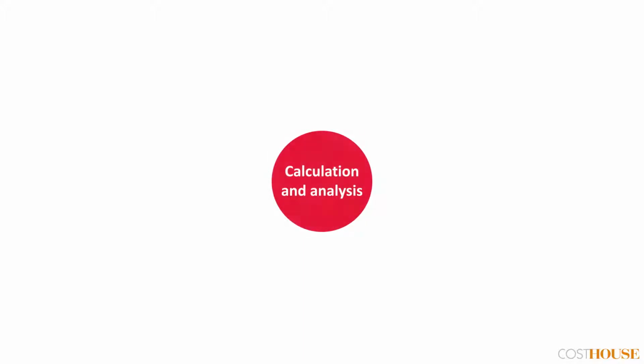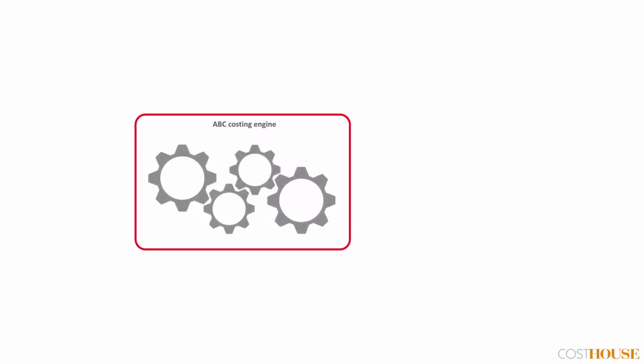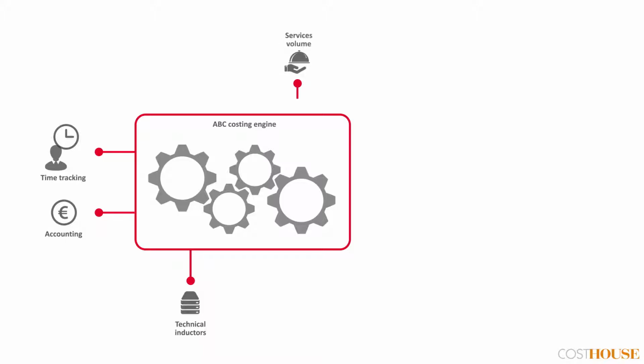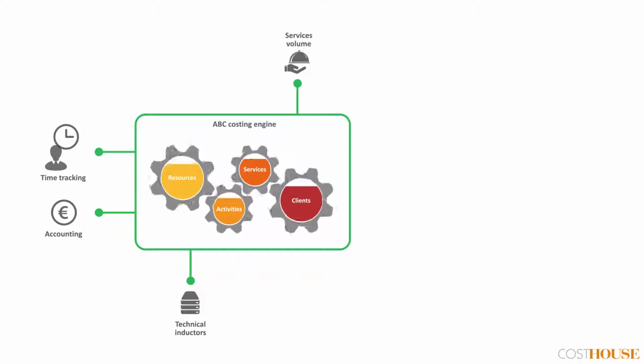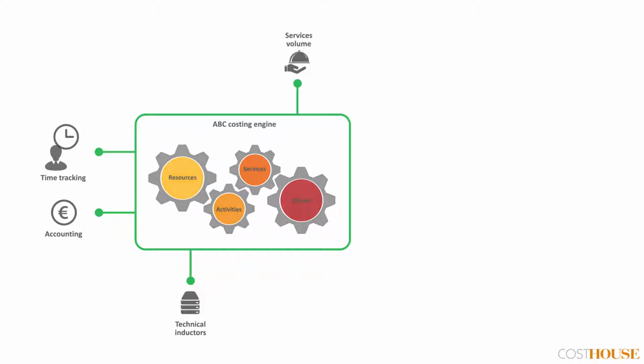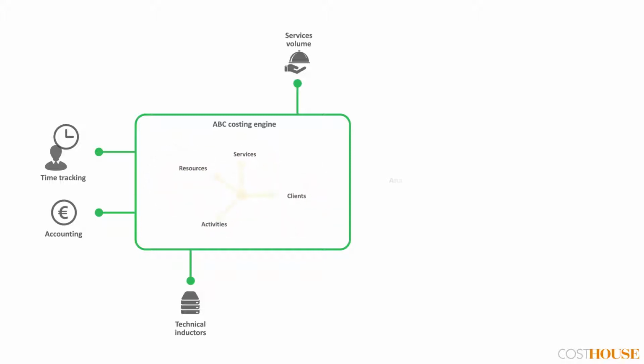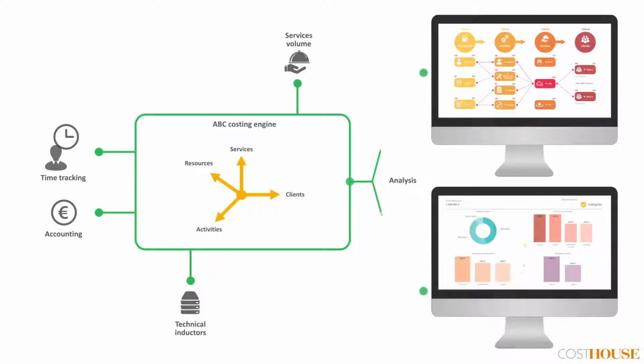In order to perform the calculation, the ABC calculation tool will need to be powered by the time tracking data, accounting amounts, technical inductors, and services volumes. With this data, the engine successively values resources, activities, services, and clients. This results in a 4-dimensional matrix that can be used for model analysis.